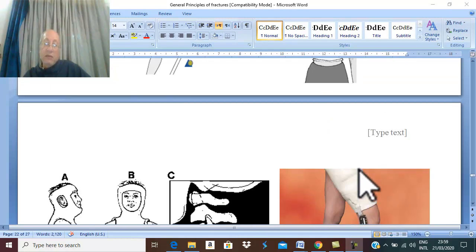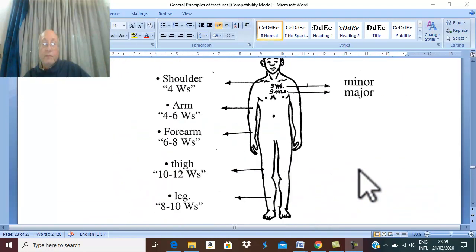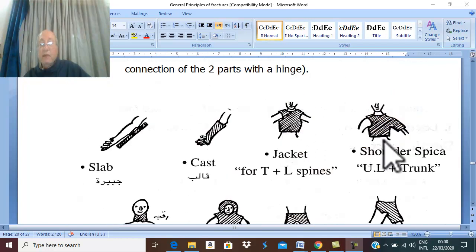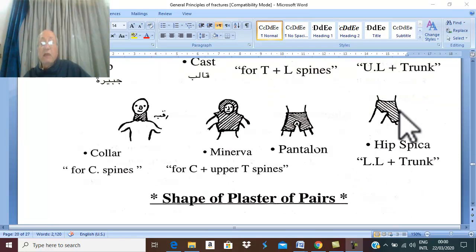Before we take the duration, look at these different types of plaster of Paris: slab, cast, jacket, hip or shoulder spica. This is the shoulder spica, and this is the hip spica. If a hip spica is applied on both sides, it's called pantalon. This is the collar, and this is Minerva.